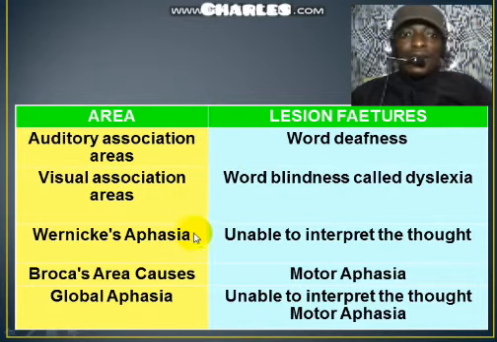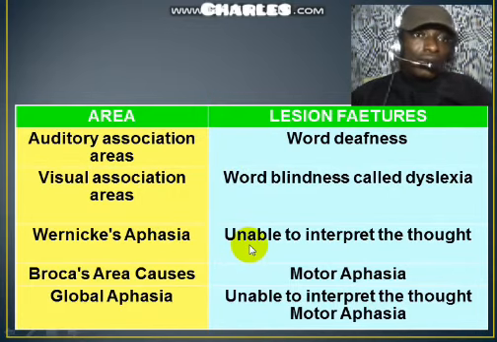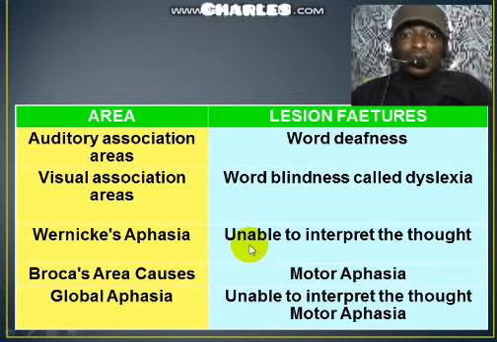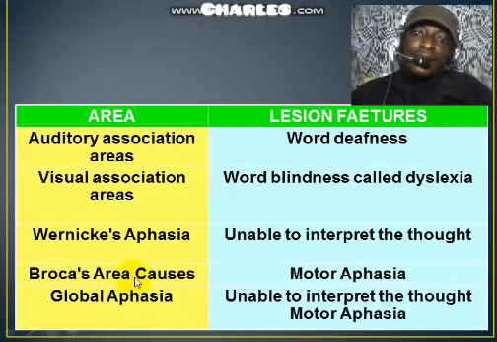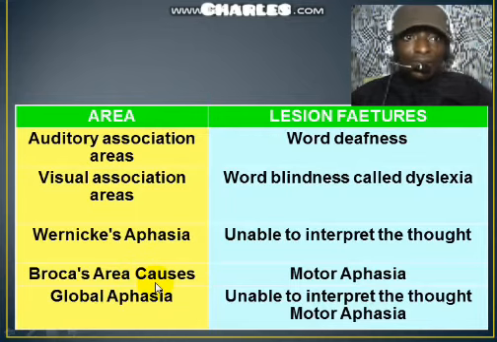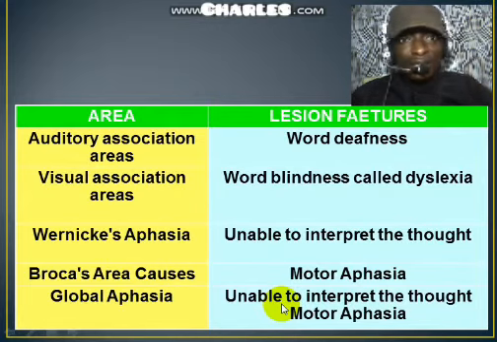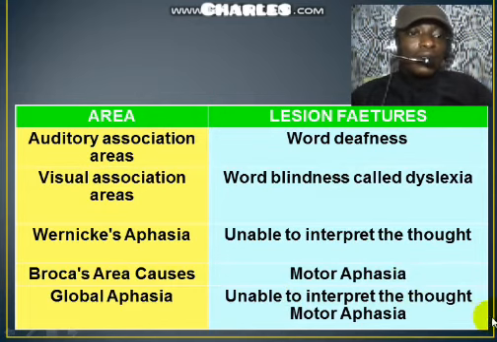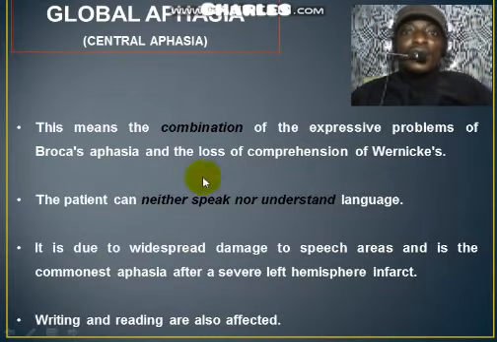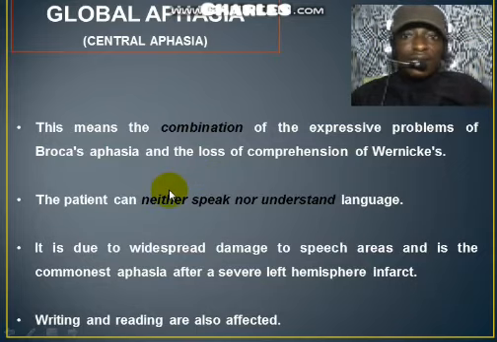Alright, Wernicke's aphasia, we have said that before, unable to interpret thoughts, that is, there is loss of language comprehension, and Broca's area causes motor aphasia, speech is lost, speech production is affected. Global aphasia, like I said earlier on, you're unable to interpret words, you're unable to even produce the words. There is word blindness, there is word deafness. All of these are problems that could be associated with speech and communication. Okay, going forward. Alright, global aphasia is actually discussed in details in this slide.